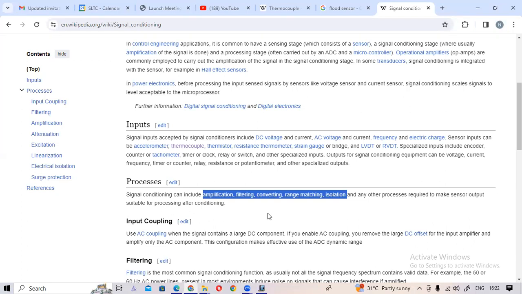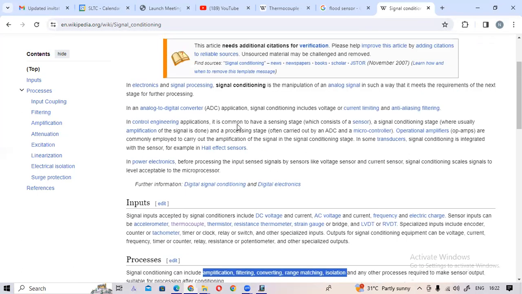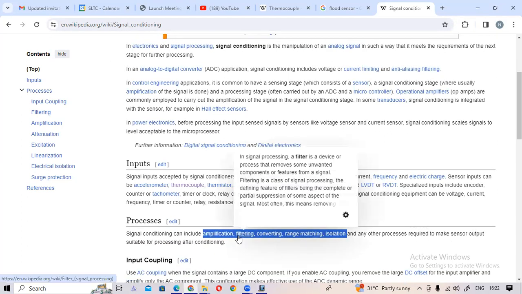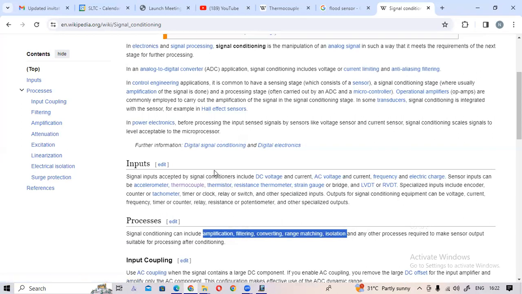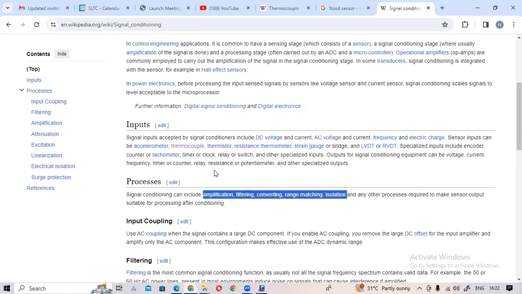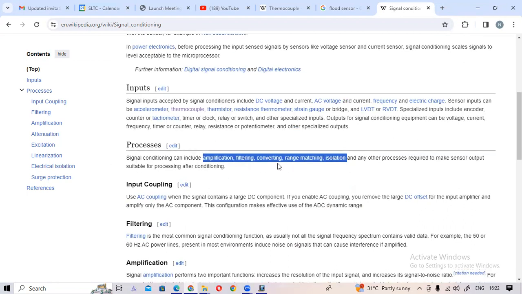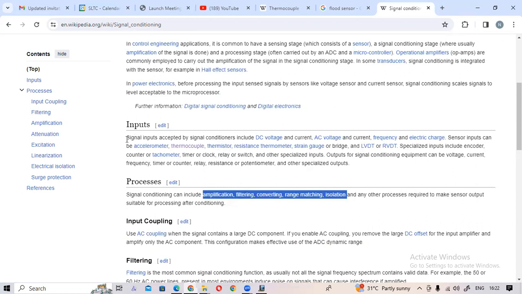So that is signal conditioning. Please note them. What is signal conditioning and how we can do signal conditioning. So in measurement, signal conditioning is very important, no?